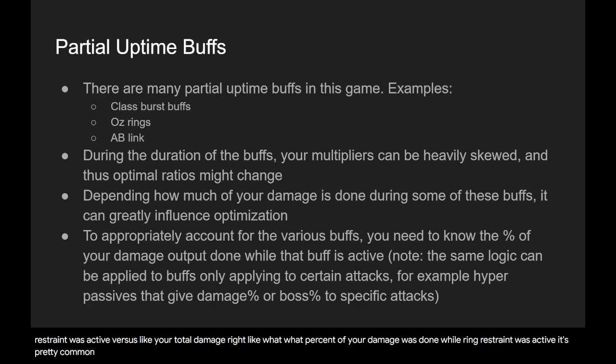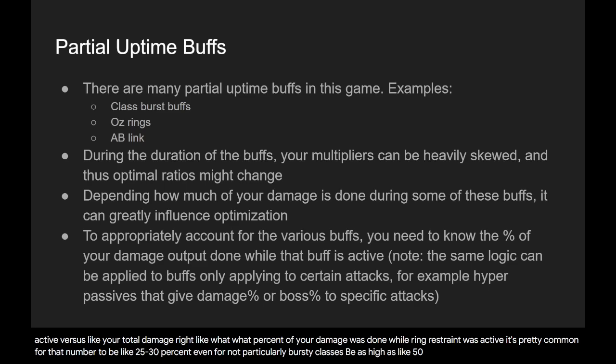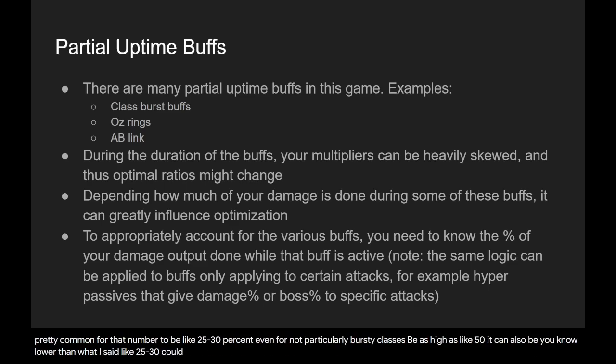It's pretty common for that number to be like 25-30%, even for not particularly bursty classes. For very bursty classes, it can be as high as 50. It can also be lower than what I said, like 25-30. It could be 20 or whatever, but usually not much below that.